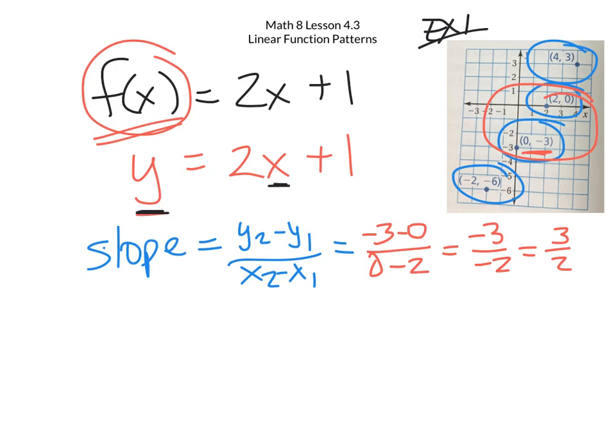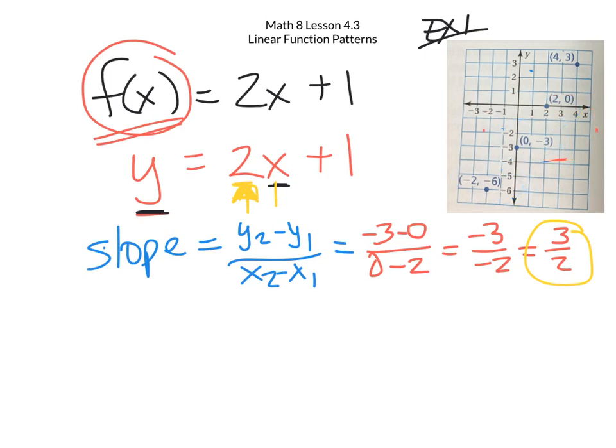So my slope is 3 over 2. Then I'm going to plug this slope into where the slope goes in my y equals mx plus b equation. And if you can look on the graph to see where it crosses the y-axis, then you already know the y-intercept. If they're not giving you a graph, you can solve for the y-intercept. But in this case, we can see that it crosses right here at negative 3. So my equation would be y equals 3 halves x, and then my y-intercept is negative 3. So the linear function is written like this.